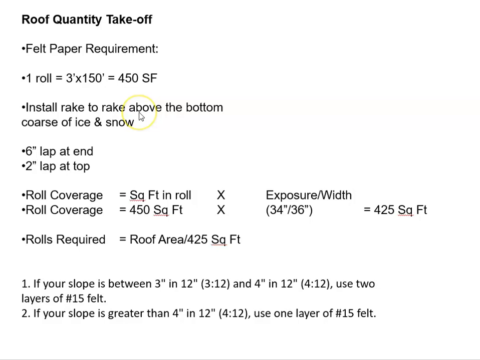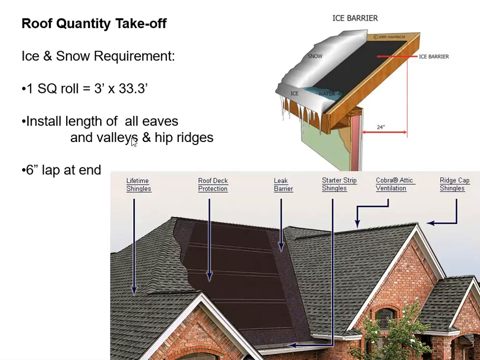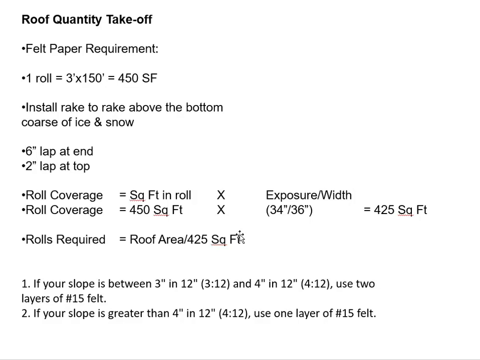Install rake to rake above the bottom course of ice and snow. So install rake to rake. So we don't have rakes here, but it's saying that it runs out all the way because this is a hip roof. That's why there are no rakes. So here's a rake here. So we would install that paper from rake to valley. If it were a simple gable roof without all these hips, it would be rake to rake, one side of the roof to the other.